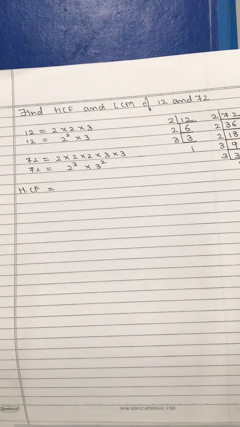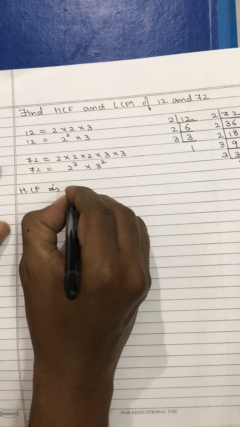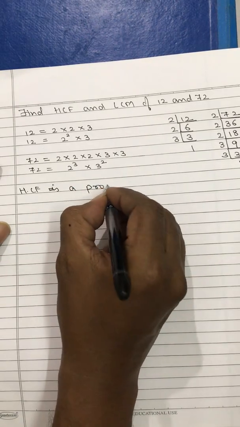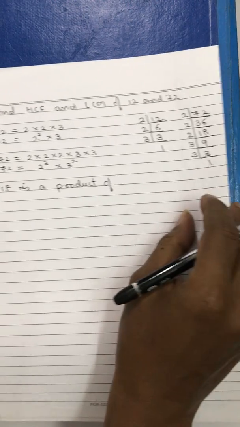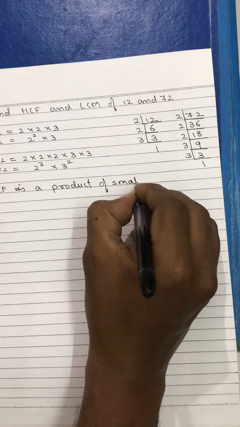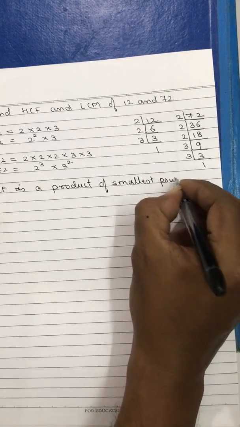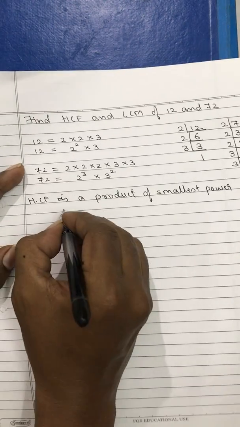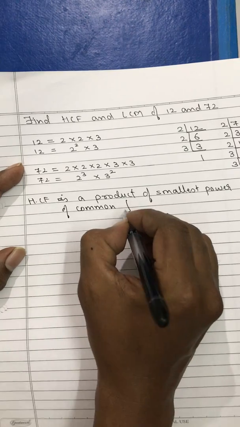And in that, the next topic is the powers of the common factors. HCF is a product of smallest power of common factors.